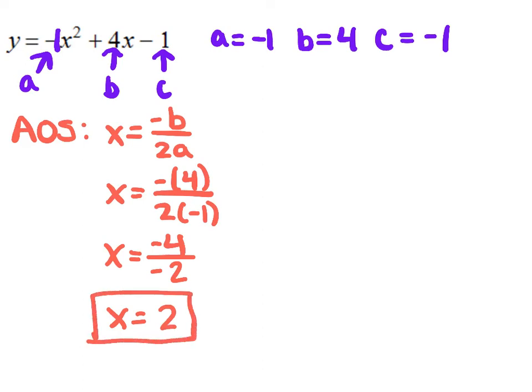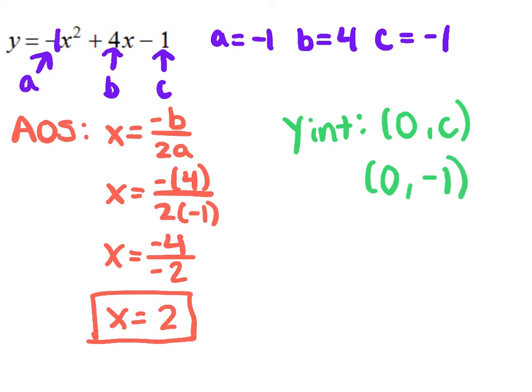And your y-intercept is always 0, comma, c. So in this case, it's 0, comma, and the c value is negative 1.